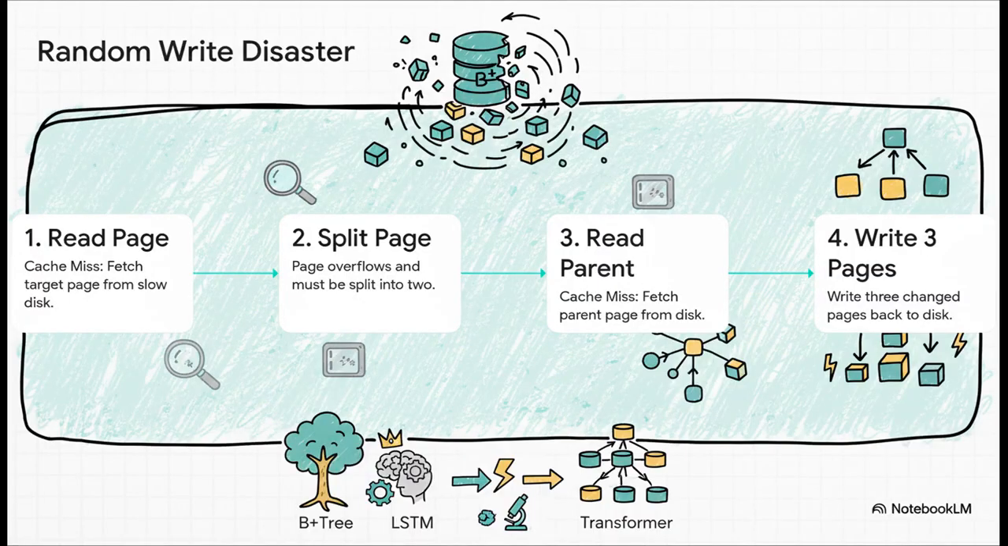But this process also shows us the B+ tree's big weakness, its Achilles heel. If you try to insert data using a totally random ID, like a UUID, you basically set off a performance nightmare. One tiny little write ends up forcing the database to read two different pages from that slow disk, split one of them, update the other one, and then write 3 whole pages back. It's just this cascade of slow, painful operations.